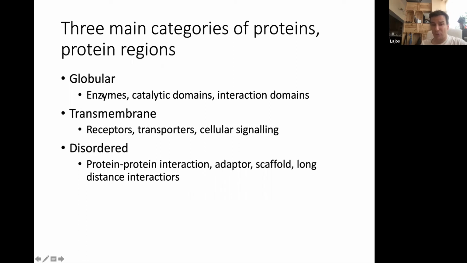Protein functions: of course, almost all the enzymes are globular, all the catalytic domains, and there are many interaction domains as well. Why does a catalytic domain or an enzyme have to be globular? Because for a catalytic center, we almost always need a few amino acid side chains, 3 or 4, that go into that active center or pocket, and they have to be oriented in a very special way.